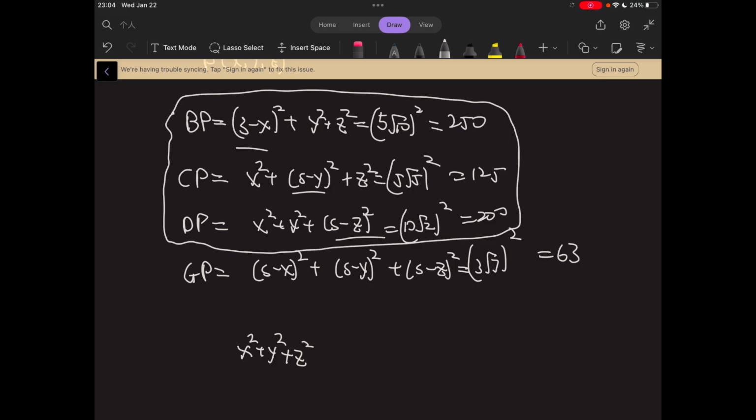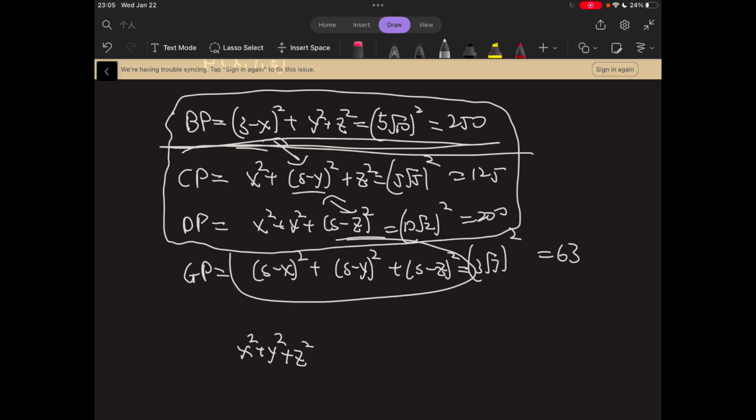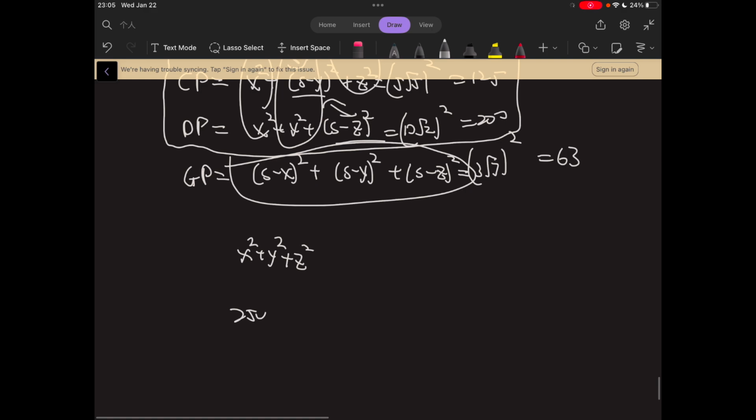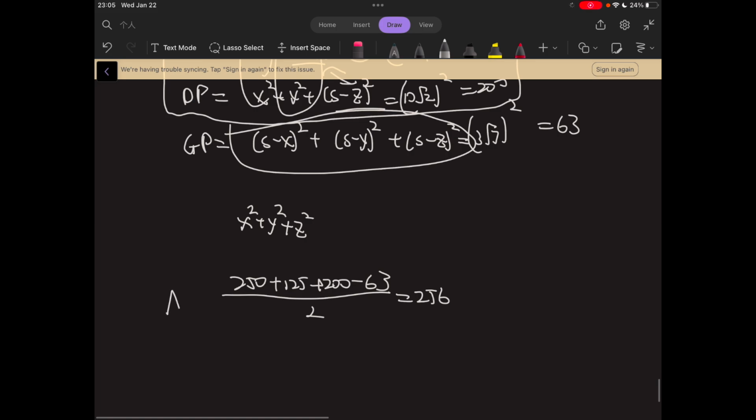Why? Because just one thing won't tell you anything. But when you add them together, you have s minus x, s minus y, s minus z, which we have here. And then what's left? 2x squared, 2y squared, and 2z squared. So now we found the answer. Just basically 250 plus 125 plus 200 minus 63 divided by 2, which we get to 256. Now, this is AP squared.